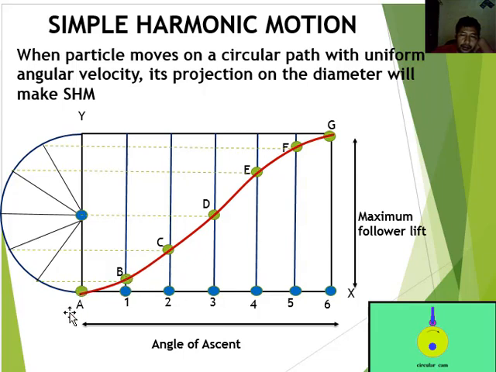For example, simple harmonic motion is a type of cam and follower motion usually used with a circular cam. This is an example of simple harmonic motion.